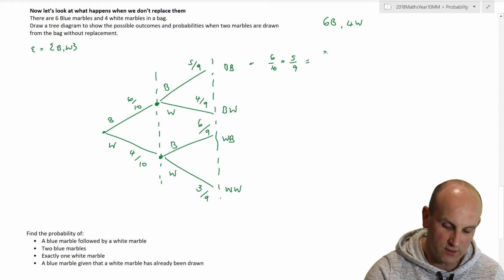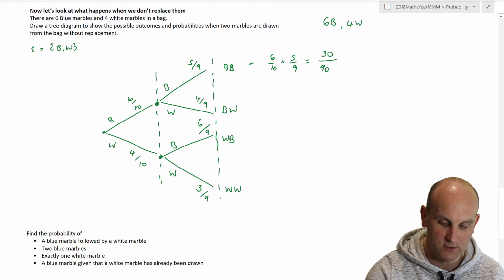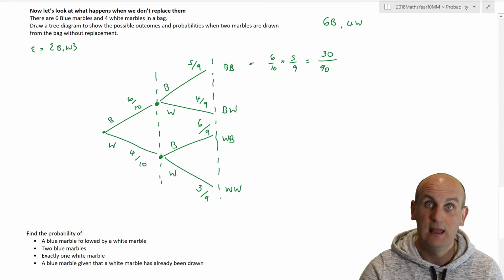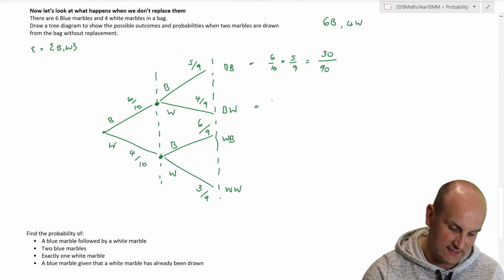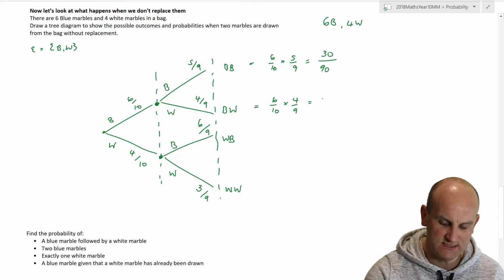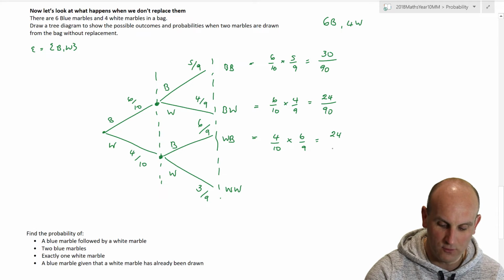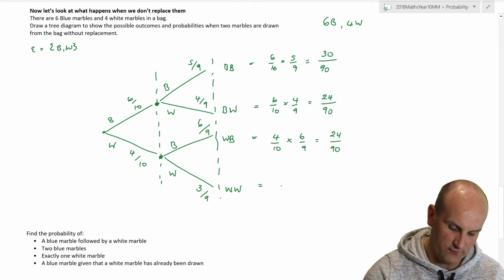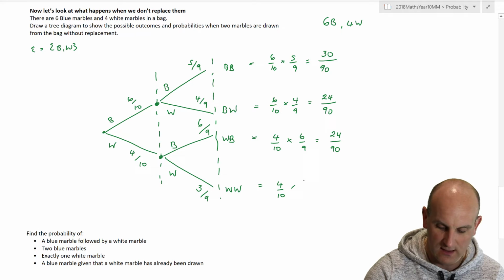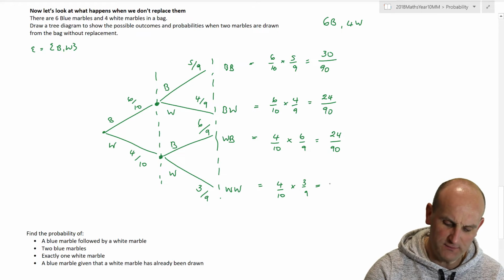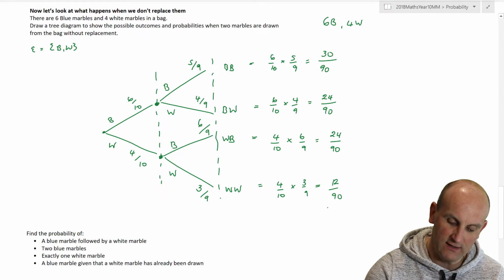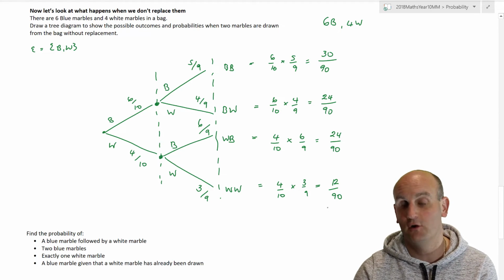So 6 times 5 when I went to school was 30. And some would argue because I'm a teacher, I'd never actually left school. And blue followed by white is 6 on 10 times 4 on 9, which gives me 24 on 90. This one again is now 4 on 10 times 6 on 9, which gives me 24 on 90. And white followed by white would give me 4 on 10 times 3 on 9, which gives me 12 over 90.